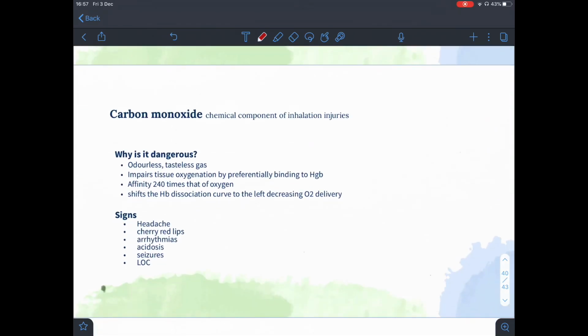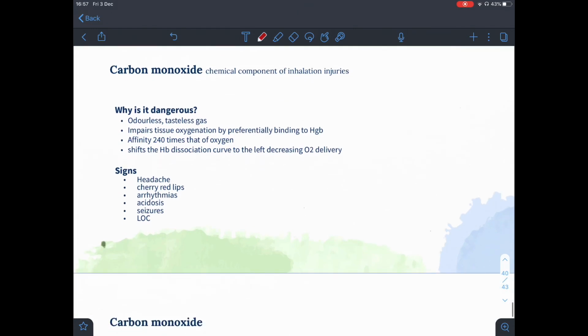Carbon monoxide is a chemical component in inhalation injury. Why is it dangerous? It's odorless and tasteless, so no one can tell they are inhaling this gas. It also impairs oxygenation because it binds to hemoglobin, and its affinity to hemoglobin is higher than that of oxygen. So it will shift the hemoglobin dissociation curve to the left, decreasing oxygen delivery.